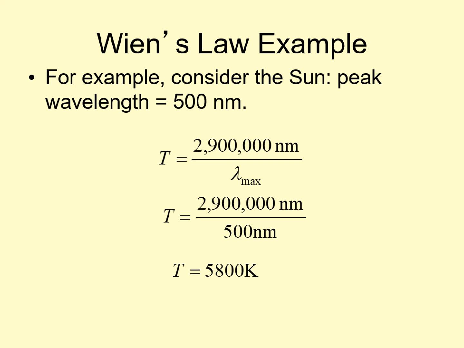So that's how we measure the temperature of an object without actually going there. Just look at the thermal radiation it puts out and measure the peak wavelength. When we put that into Wien's law, we can find the temperature.